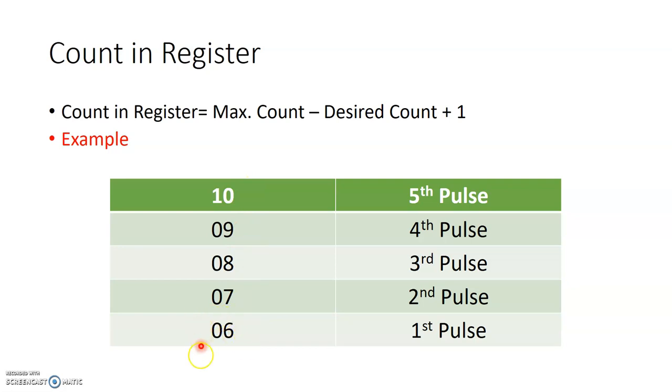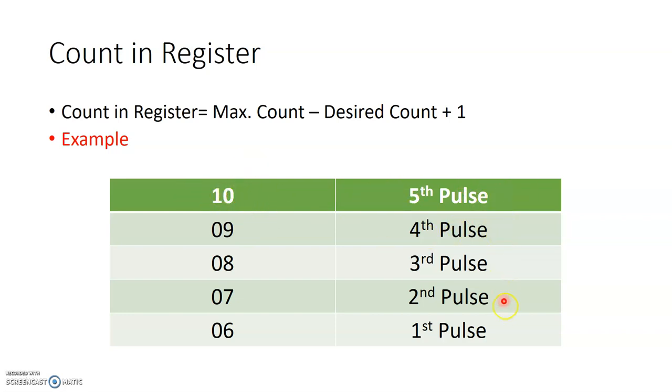Initially, say I'm putting 6. When the first pulse comes, the 6 increments to 7, then the second pulse comes and the 7 gets incremented to 8, then the third pulse comes and this makes it 9. The fourth pulse makes this 10, and the fifth pulse resets it to 0.